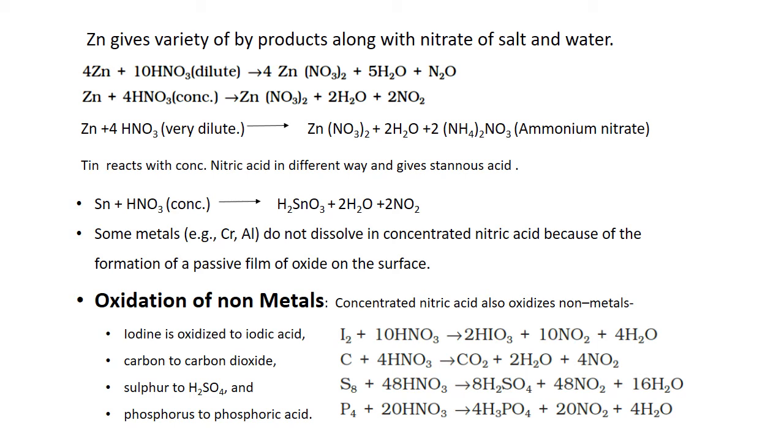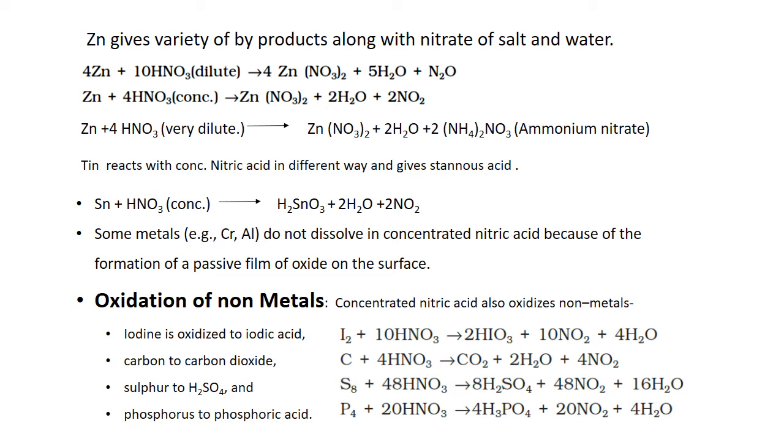Tin, on the other hand, reacts differently with concentrated nitric acid and gives different products, that is H2SnO3, stannic acid, and nitrogen dioxide. Chromium and aluminium do not dissolve in concentrated nitric acid. It may be a question. Chromium and aluminium become passive in concentrated nitric acid because of the formation of a protective layer of oxide on their surface. So these are the oxidation of metals.